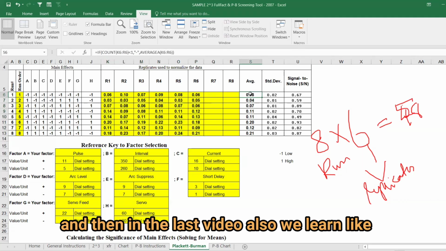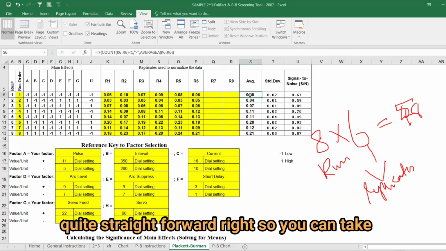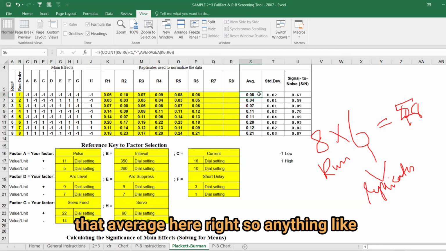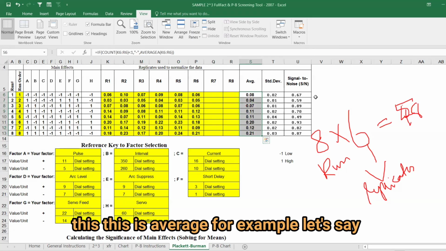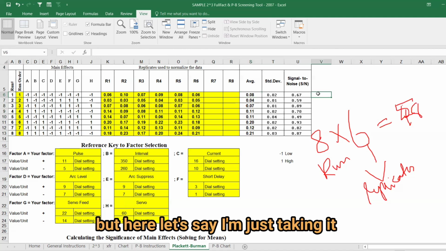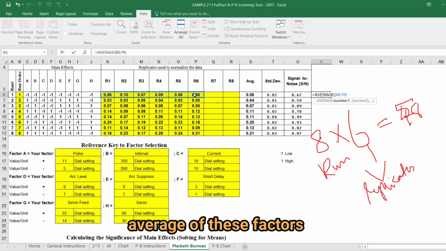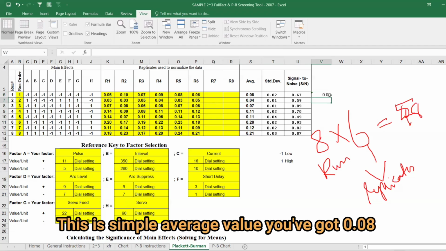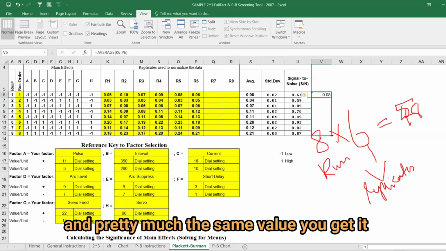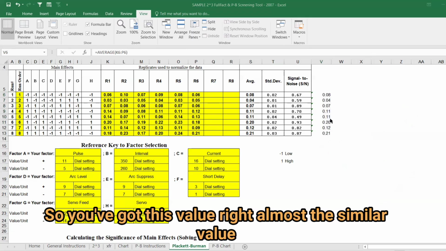And in the last video also we learned how to find the average. So average is quite straightforward, right? You can take that average here. For example, let's say the condition is given, but here I'm just taking the average of these factors. This is a simple average value. You got 0.08, and pretty much the same value you get. Let me delete this annotation. So you got this value, right? Almost a similar value. And then the standard deviation.